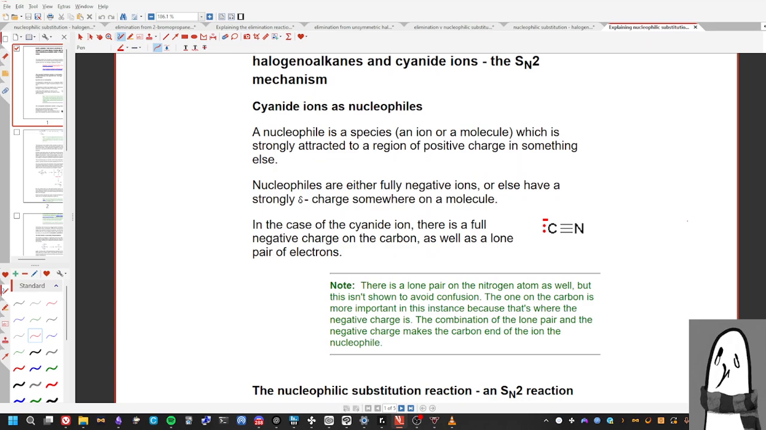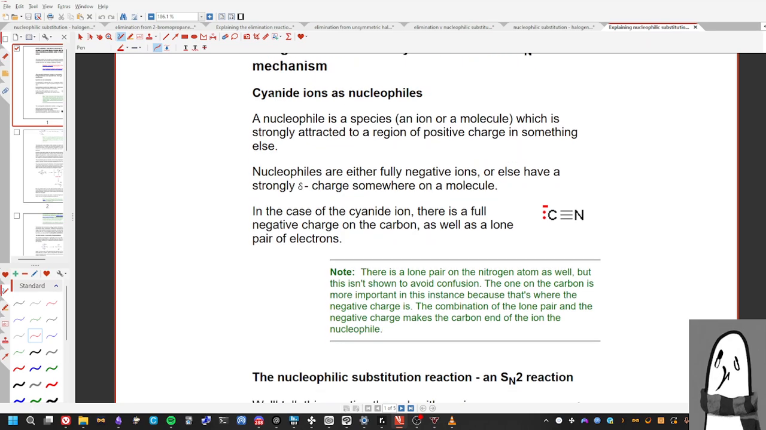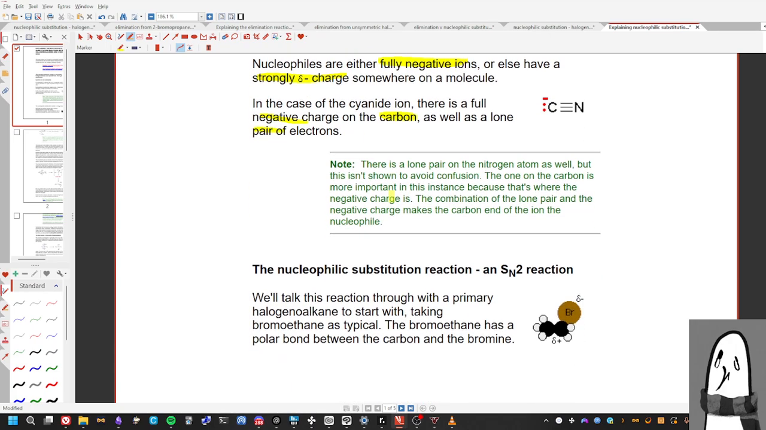Cyanide ions as nucleophiles. Okay, we know that. A nucleophile is a species strongly attracted to a region of positive charge, which is usually the carbon delta positive and something else. This is actually important because I didn't really know this. Nucleophiles are usually fully or strongly negatively charged, and in the case of the cyanide ion, there's a full negative charge on the carbon as well as a lone pair of electrons. There is a lone pair on the nitrogen as well, but to avoid confusion, the one on the carbon is more important in this instance because that's where the negative charge is. The combination of the lone pair and the negative charge makes the carbon end of the ion the nucleophile.